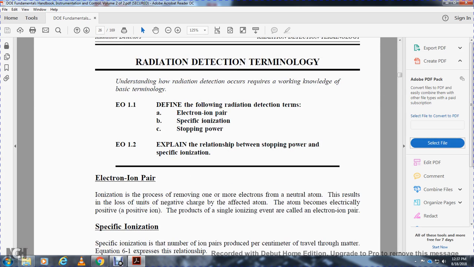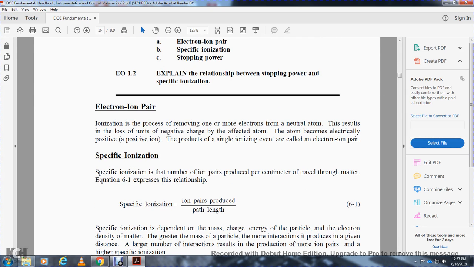Radiation detection terminology. Electron-ion pair. The ionization process removes one or more electrons from a neutral atom. The result is the loss of the negative charge of the atom, so the atom becomes a positive ion. The product of a single ionization event is called an electron-ion pair. Specific ionization is the number of ion pairs produced per centimeter of travel through the medium, expressed in Equation 6 as specific ionization equals ion pairs produced over the path length.